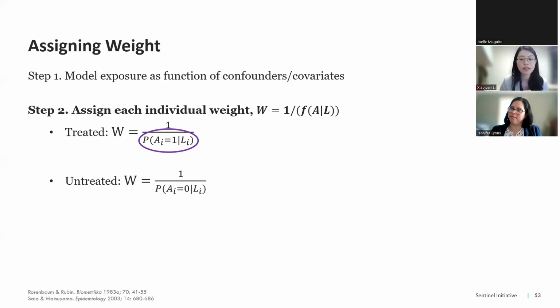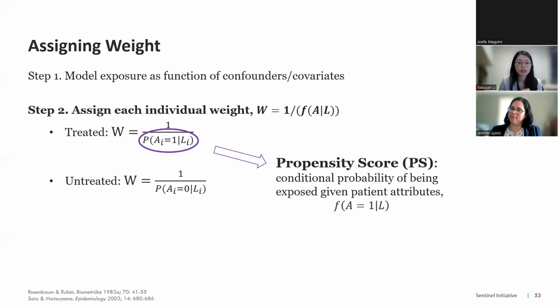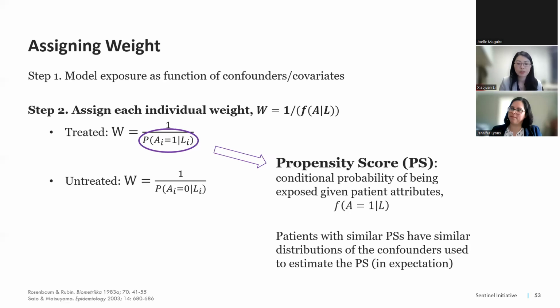You may recognize that the denominator of this inverse probability of treatment weights looks just like the propensity score. Propensity score, as many of you know, is a confounding summary score that is commonly used in pharmacoepi studies. The propensity score is a conditional probability of being treated given the covariates. And patients with similar propensity scores have similar distribution of the confounders used to estimate the propensity score in expectation.